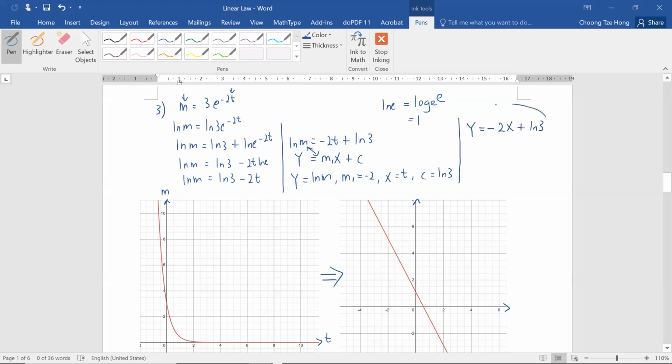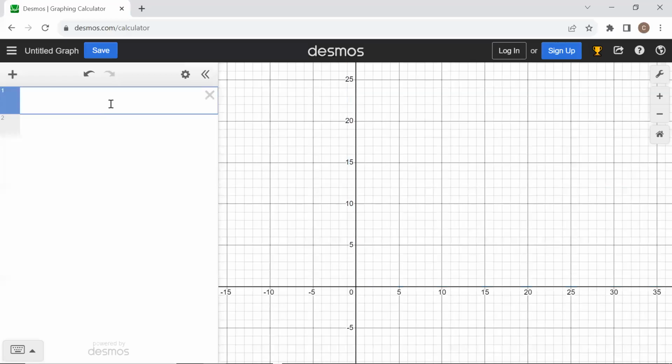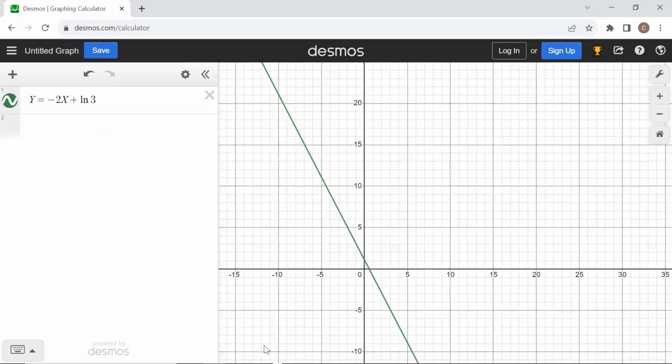Let's put this into the calculator and see if we get this straight line. Remember, big Y equals -2 big X plus ln 3. So indeed we get a straight line graph going downwards. Let's go back over here.